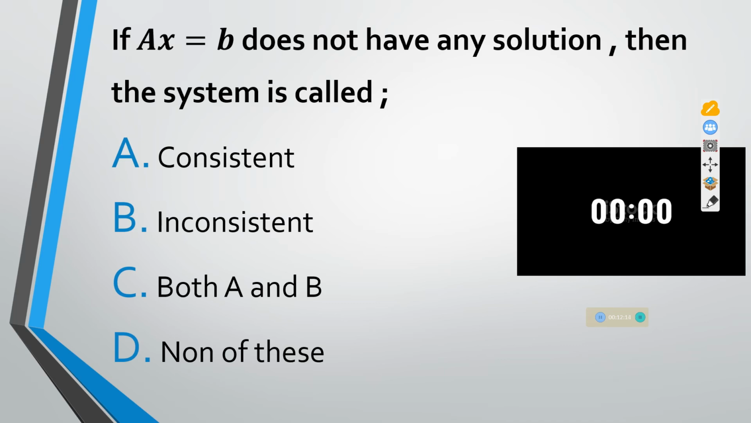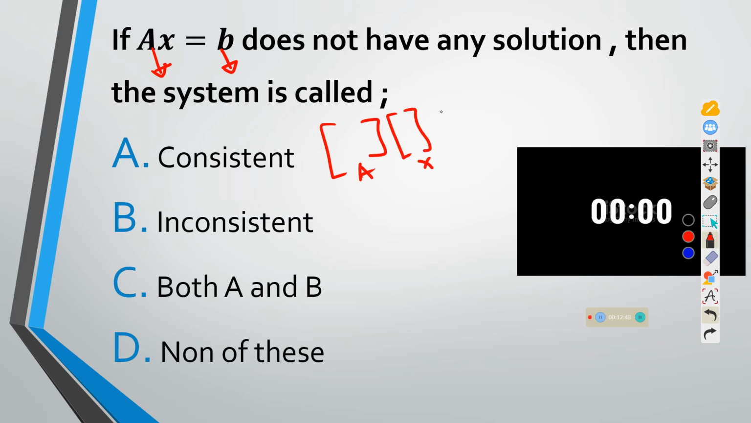So the question is, if Ax equals b does not have any solution, then the system is called. That one, we should be able to get it. You can have such a system. For example, this A represents a matrix of coefficients, and this B represents the constant values. So you have matrix A, matrix representing x, then the constants: A1, A2, B1, B2, x, y, B1, B2. So you're having such a system.